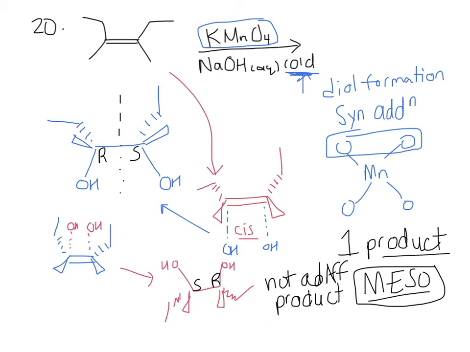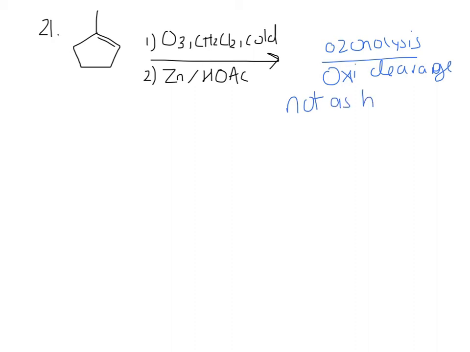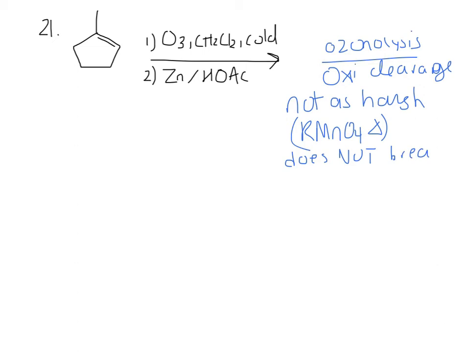Here's a fun little reaction called ozonolysis. And it's oxidative cleavage, where I break the double bond, but it's not as harsh as the KMnO4 one. So the KMnO4 with the heat, that one's a lot harsher and it actually breaks CH bonds, whereas this one does not break the CH bonds off the alkene. So leaves those intact, which means I get aldehydes and ketones as the product of these.